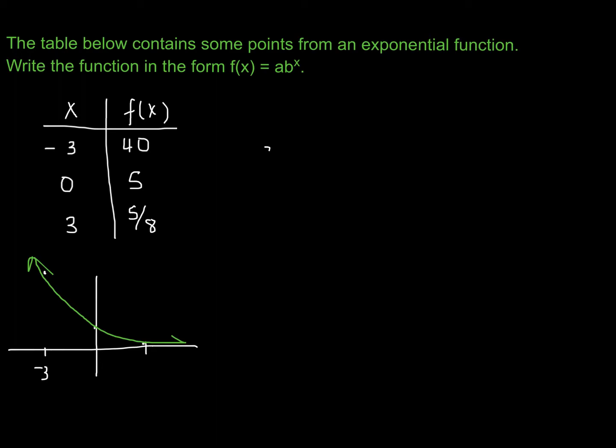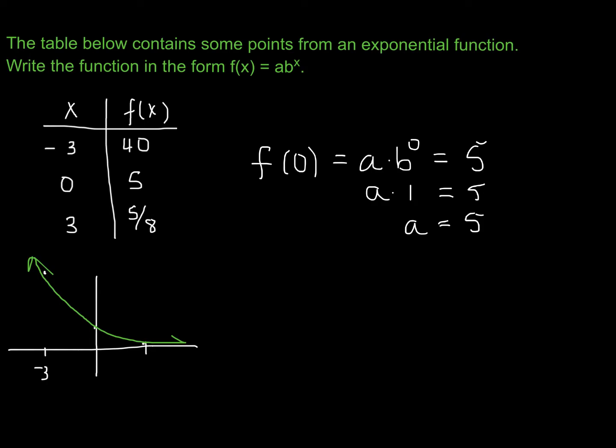So first thing I'm going to use is the initial point when my exponent is 0 to find the a value. So I have a times b to the 0 is equal to 5. Well, b to the 0 is 1, so a times 1 must be 5, and therefore a is 5. So at this point, we know that f of x is equal to 5 times b to the x.